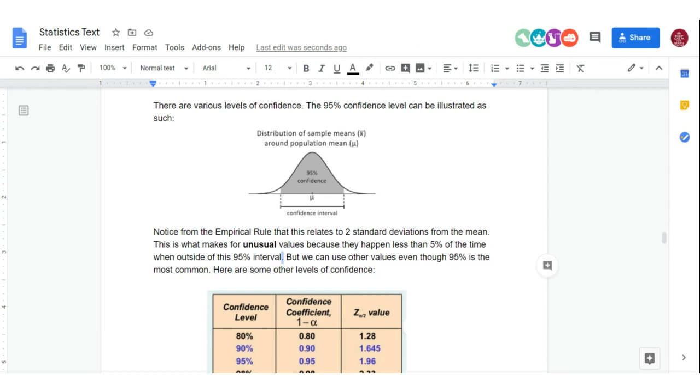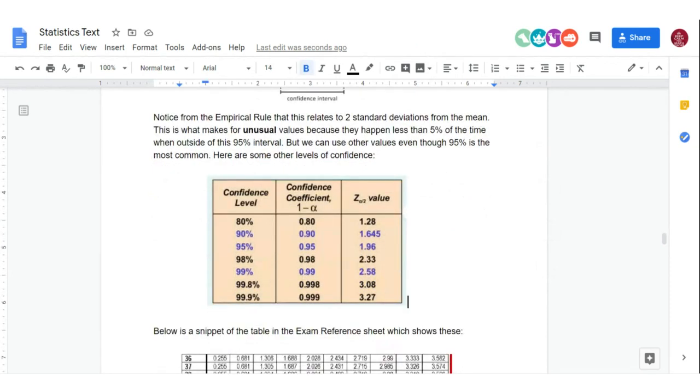Here are some other ones. You might see some of these in the homeworks, just to torture you a little bit, but most of them are going to be 95%. When you're talking about the percentage, just remember, in math, you can't really work with a percentage, so you work with 0.8 or 0.9 or 0.95, 0.98, 0.99, and so forth. Then if you were to look those up, you would get back the particular z value you wanted. I'll show you how that works in a bit.